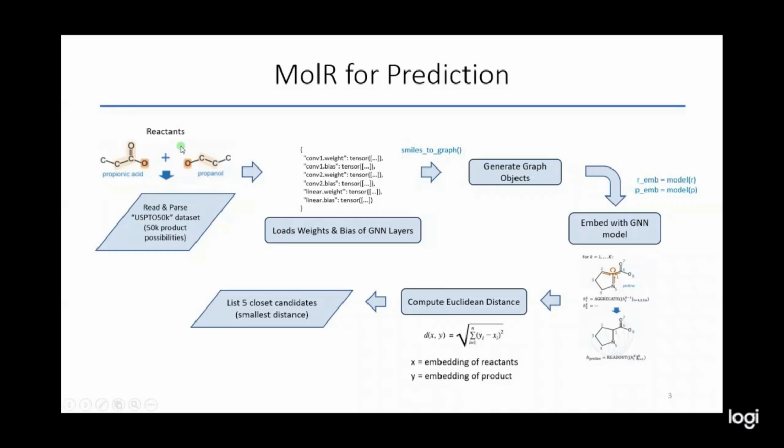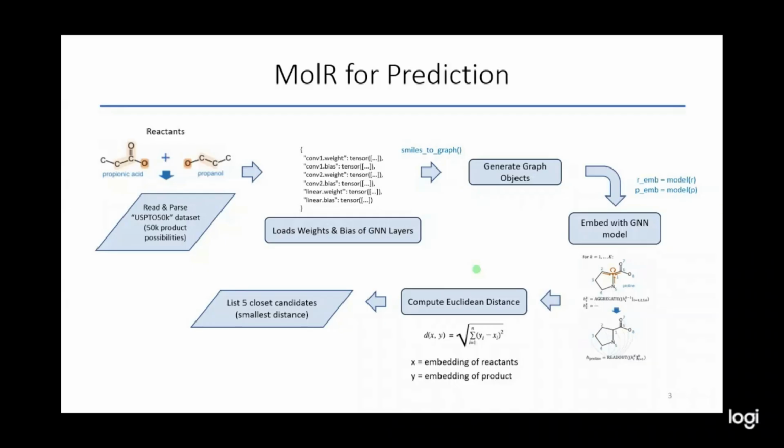After that, we select a reactant product pair for prediction from the testing dataset. We only isolate the reactants and convert them into graph objects, and then embed those using the same graph neural network. For the prediction step, we compute the Euclidean distance between the embeddings.